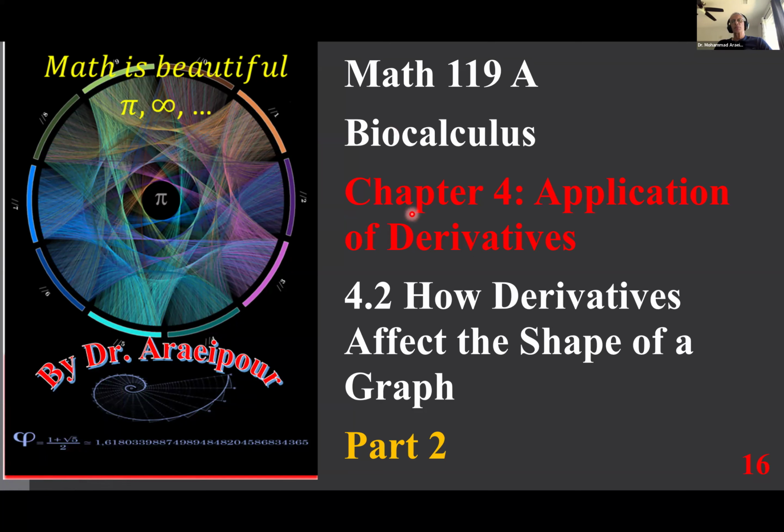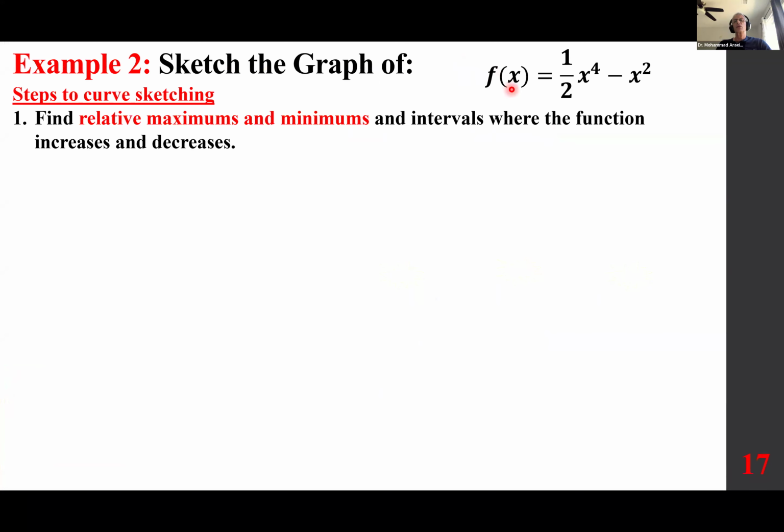Good afternoon, class. Here's Chapter 4, Application of Derivatives, Section 4.2, How Derivatives Affect the Shape of a Graph. The function f of x equals 1/2 x to the power of 4 minus x squared. Before we use the calculus, I want to use pre-calculus algebra to graph this by simply finding intercepts.